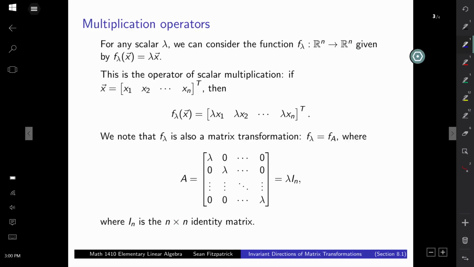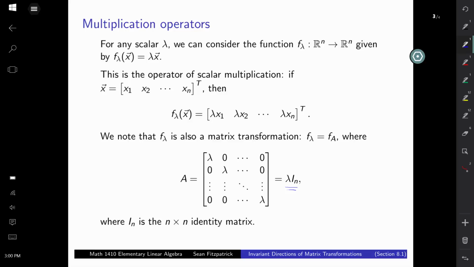On the other hand, if you go with a multiplication operator, so this sort of operator which just takes a vector and multiplies by a scalar, you can think of that as a matrix transformation, because multiplying by the scalar lambda is the same thing as multiplying by lambda times the identity. Now, in this case, every vector ends up parallel to itself. By definition, a scalar multiple of a vector is parallel to the original vector.